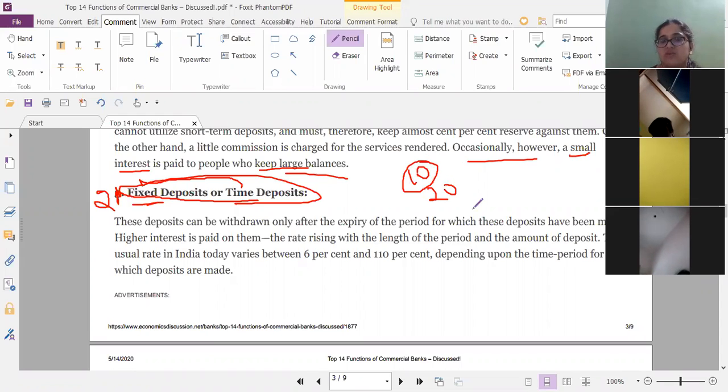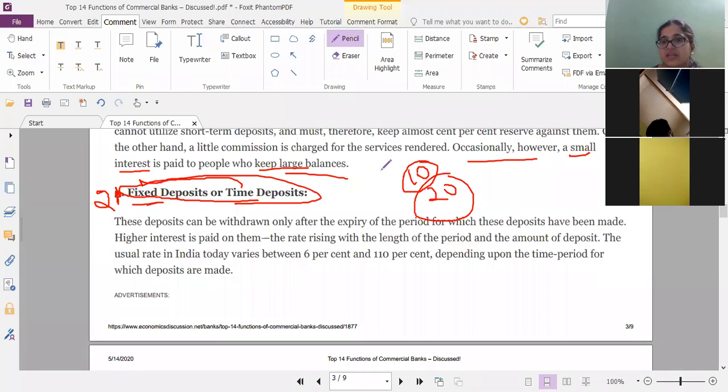Or say 10 or 20 years. Only after 10 years, if you've kept it for 10 years, can you go and ask for that money from the bank, right? And in the meanwhile, what banks will do is they'll give you the interest rate. So these deposits can be withdrawn only after the expiry of the period for which they have been made. So fixed deposits or time deposits can be withdrawn only after the expiry of the period. That is, if you've kept it for 10 years, then only after that period will you get back the money for which these deposits have been made.